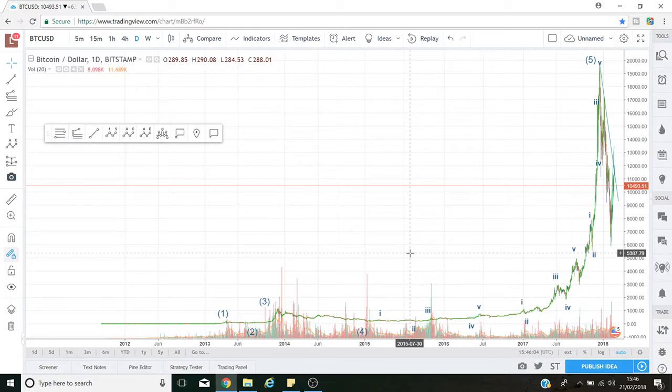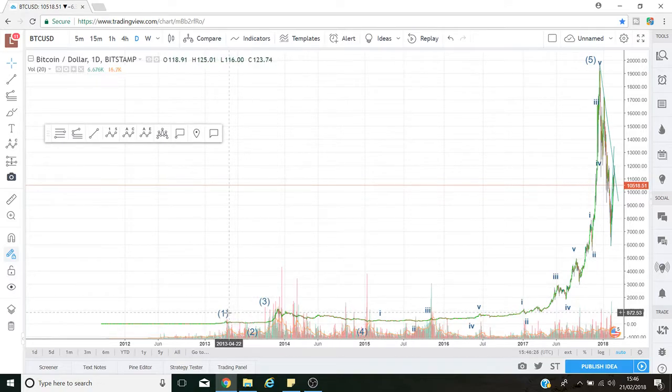But yeah, I want to focus on the Elliott wave pattern of Bitcoin today, purely because I think it's very interesting. It tells us exactly where we are at in the grand scheme of things, and which direction it's going to be going from here. So alright, let me start from the genesis.